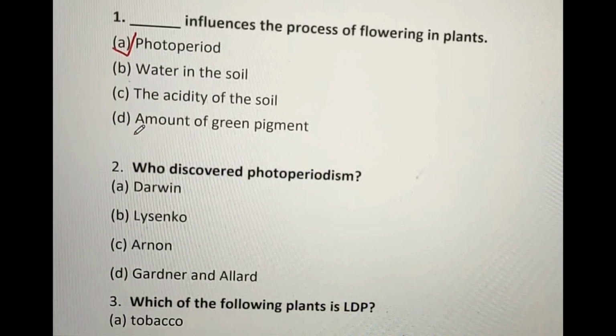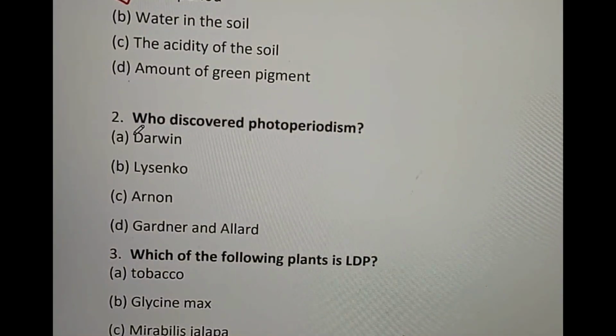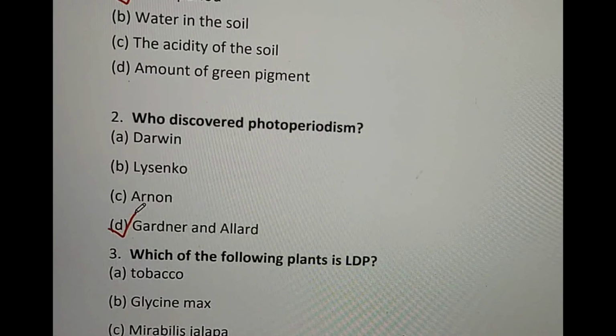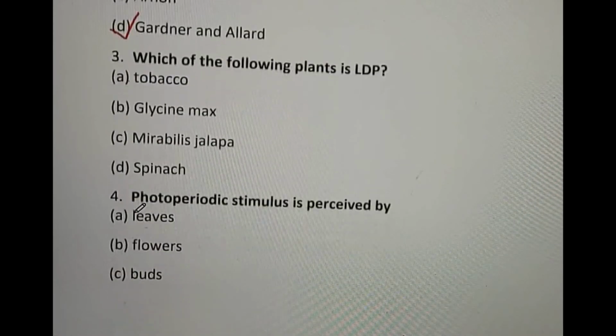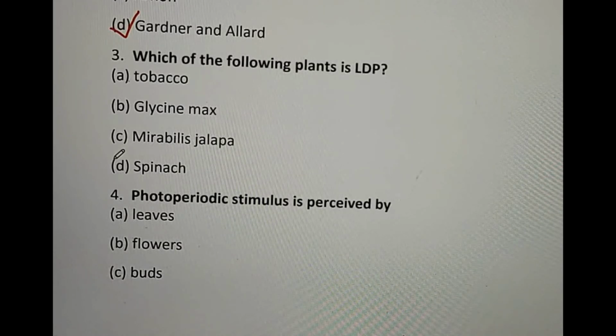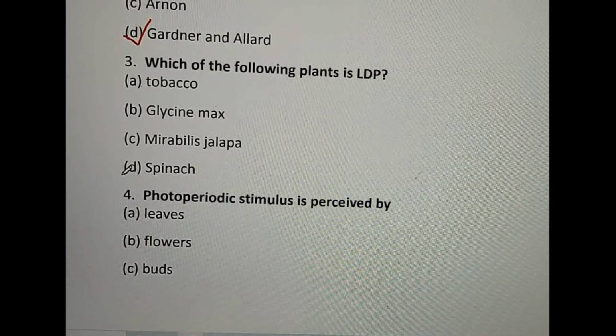Next question. Who discovered photoperiodism? Darwin, Lysenko, Arnold, Gardner and Allard. Gardner and Allard were the scientists who discovered photoperiodism in tobacco variety. Next question. Which of the following plant is LDP? Tobacco, Glycine max, Mirabilis jalapa, spinach. And right answer is spinach.